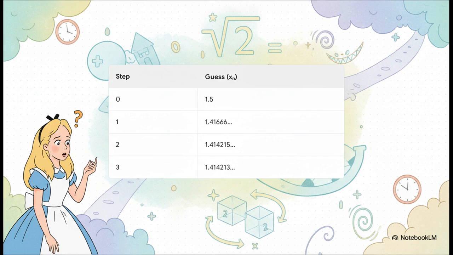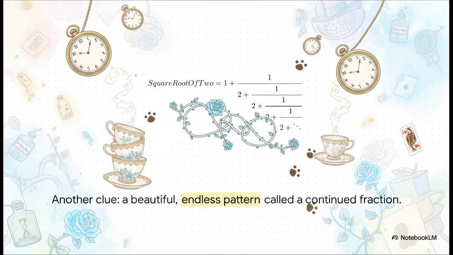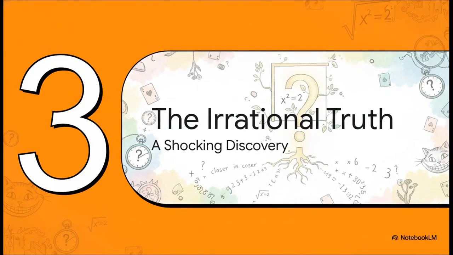This method just zeroes in on the value with incredible speed. And there are other really elegant ways to get close too. The square root of 2 can be written as this beautiful, infinitely repeating pattern called a continued fraction. It's like a fraction inside a fraction inside a fraction that just goes on forever. And every layer you calculate gets you an even more accurate fraction, getting closer and closer to the true value. So, we have all these amazing ways to get closer and closer and closer.